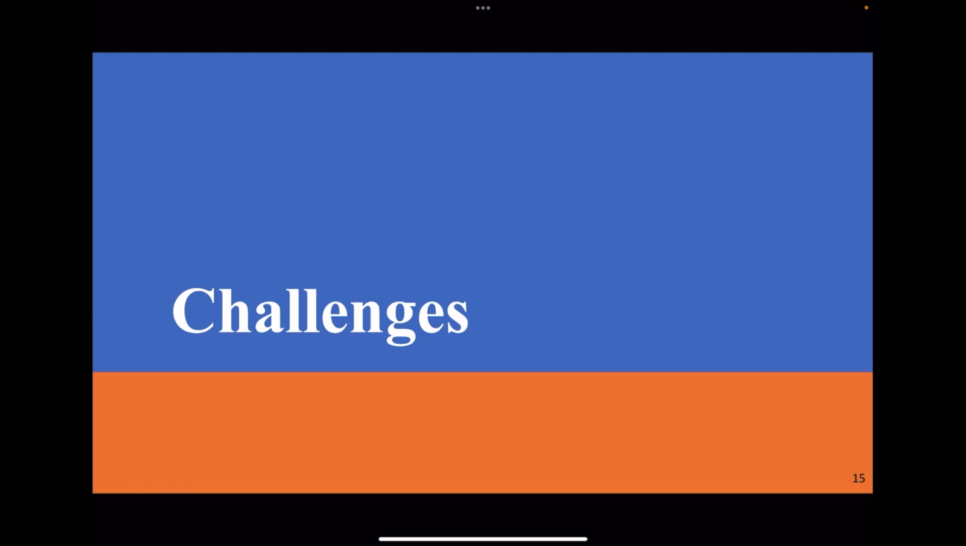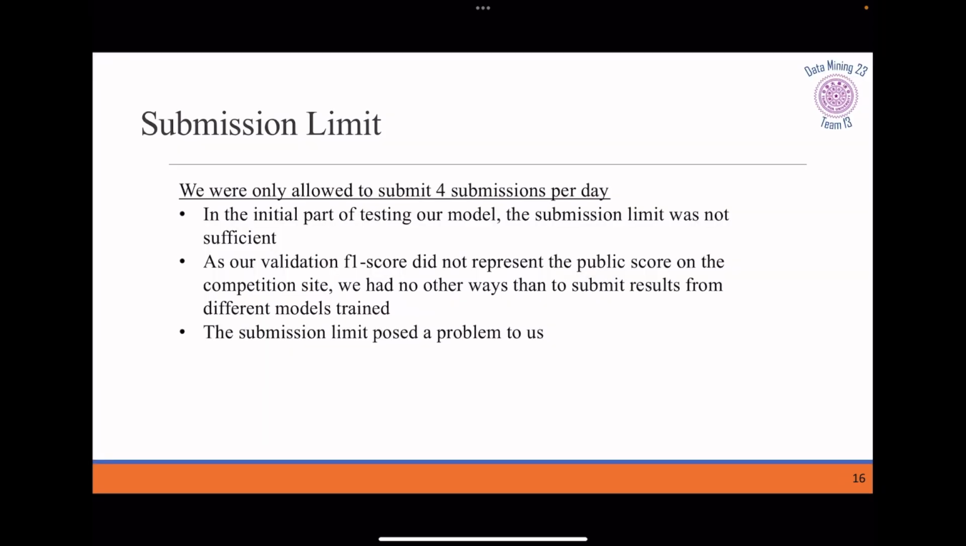Moving on to challenges. The main challenge we faced was the submission limit. We were only allowed to submit 4 submissions per day. Hence, in the initial part of testing our model, the submission limit was not even sufficient for us, as our validation F1 score did not represent the public score on the competition side. We had no other way than to submit our results obtained from a model on the competition side to see how we fare when we use our model against the testing data. Hence, the submission limit posed a problem to us, and it dragged us down at the initial part by a bit.